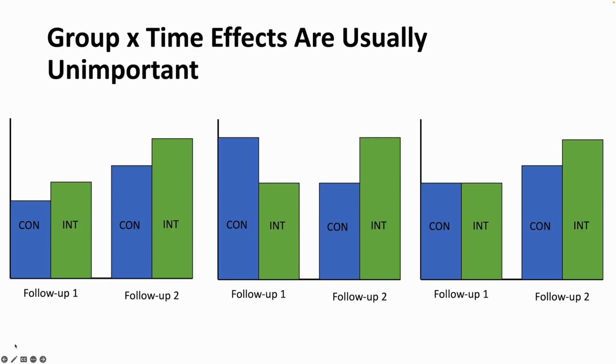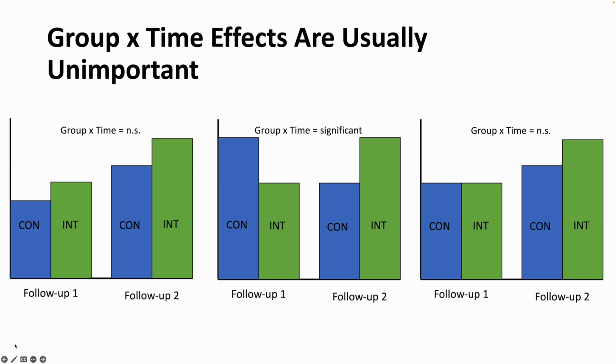Broadly speaking, a group by time effect is looking at whether there are changes that vary across time between the two groups. Let's give an example of this. In the example on the far left, both groups are changing at the same rate, so there's going to be a non-significant group by time effect. But as we can see here, the intervention group is performing better than the control at both follow-up 1 and follow-up 2.